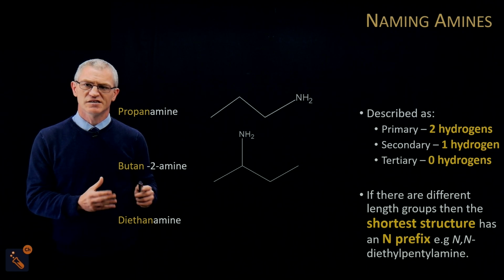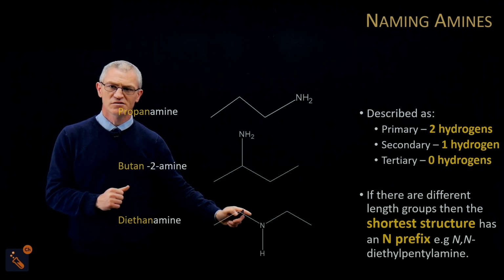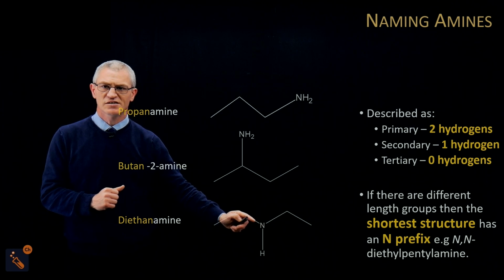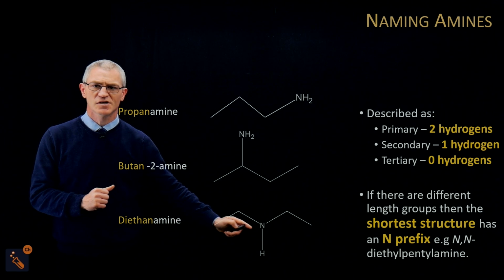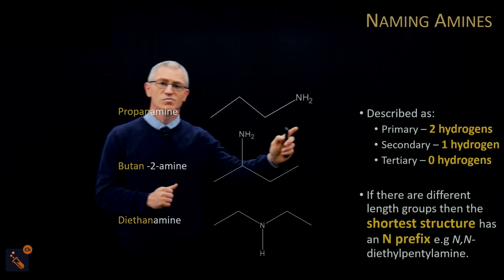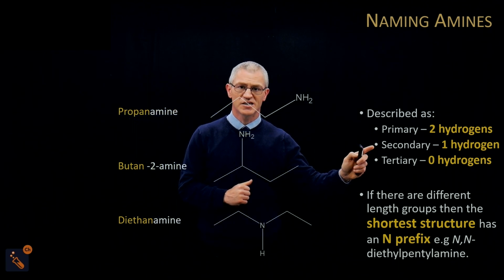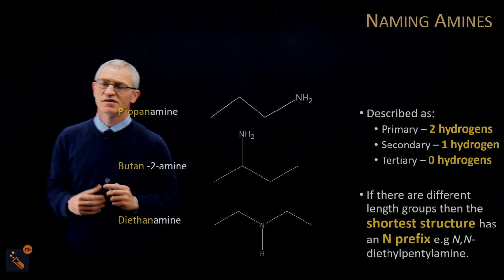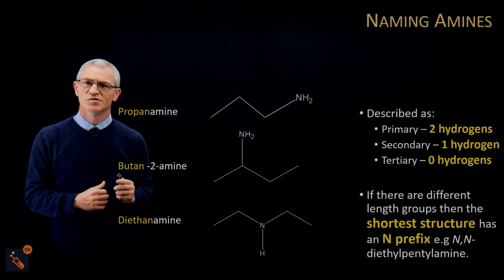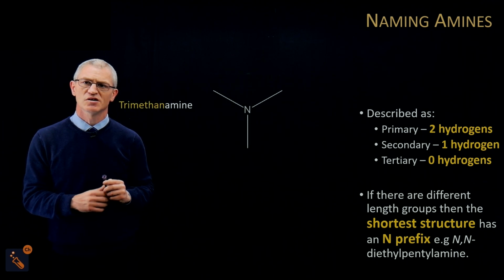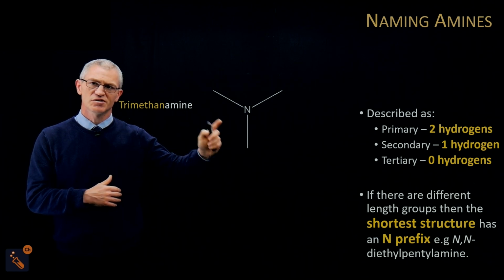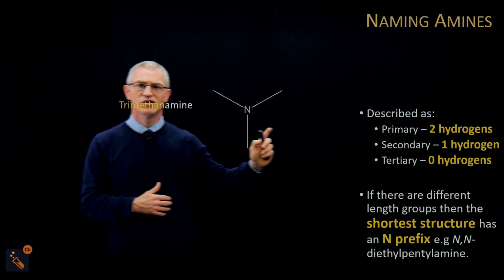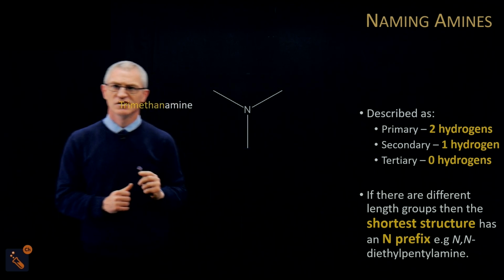Then look at diethanamine. So diethanamine, if you look here, we've got that nitrogen, it has diethan, so it's got 2 groups on it, and then 1 hydrogen. 1 hydrogen would mean that that's a secondary amine. And let's go on to look at 3 more examples. So trimethanamine, again you count the groups. You've got 3 groups on there, and therefore no hydrogens on the nitrogen. Therefore, if there's 0 hydrogens, that is a tertiary amine.